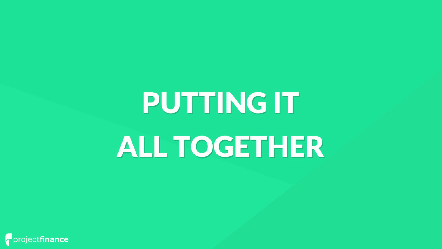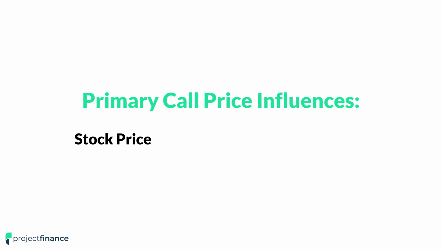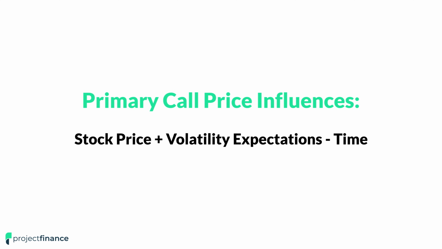So putting all of these pieces together, the primary call option influences are changes in the stock price, volatility expectations, and the passage of time. Increases in the stock price and increases in volatility expectations both work to increase the value of call options. What this means is that when you buy a call option, you need the stock price to increase and/or volatility expectations to increase to offset the negative effects of the passage of time on your call option purchase.